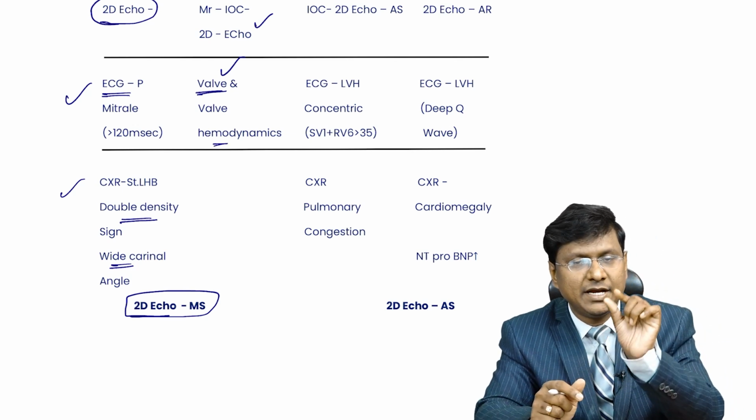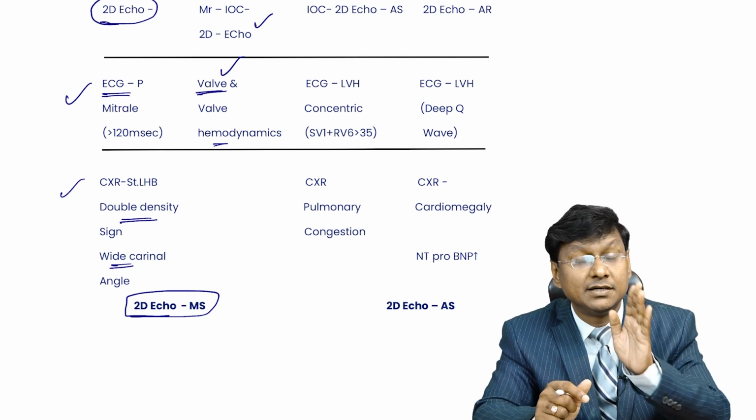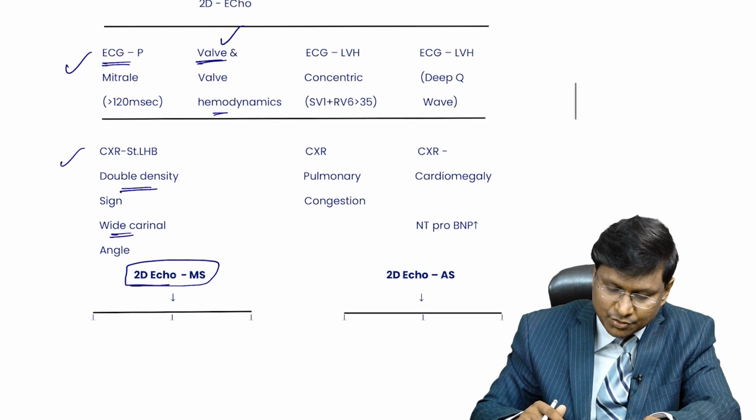So you should be able to make out what is the problem in the valve, and you should also be able to make out the valve hemodynamics as well. That is what you will be able to make out in the MR 2D echo.